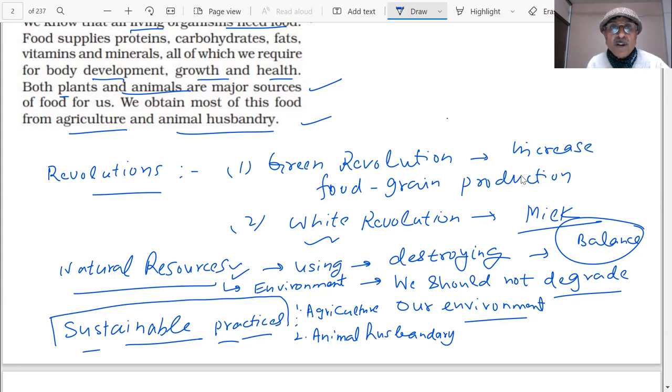We should not disturb the cycles which are taking place in the environment, or destroy the soil, for example, or destroy the air by polluting it, water pollution, soil erosion. All these factors we studied because we are adopting certain methods, students. What methods are you adopting? Modern methods. So if I am using modern methods in agriculture or in animal husbandry, their practices should be sustainable.